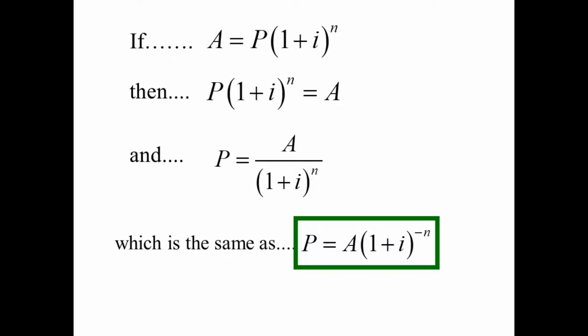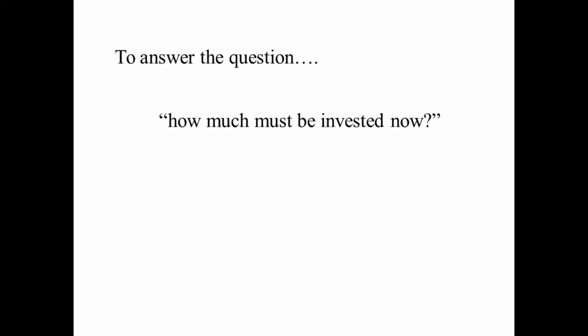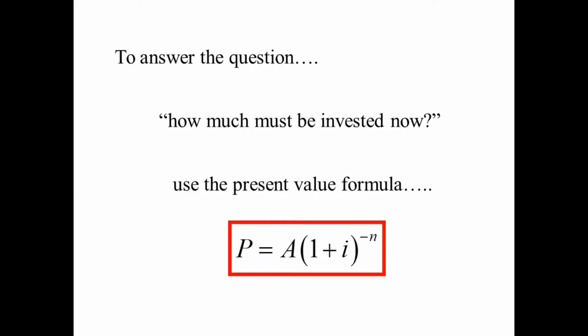It gives us the size of the investment required to reach a target amount. So it will always be a little less than the target amount, because the required investment is going to be maturing as it sits in the bank earning interest. So to answer the question, how much must be invested now? Whenever we see that question, we'll use the present value formula. The amount that must be invested now is P. P equals A, the amount, times (1 plus i) to the exponent negative n.